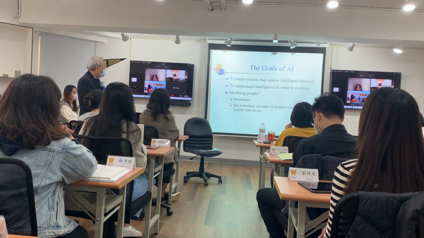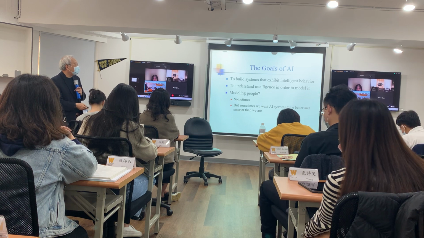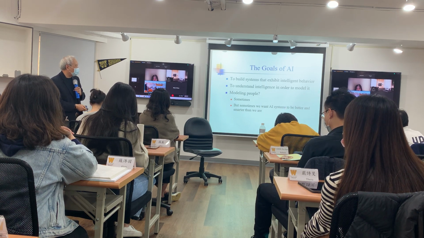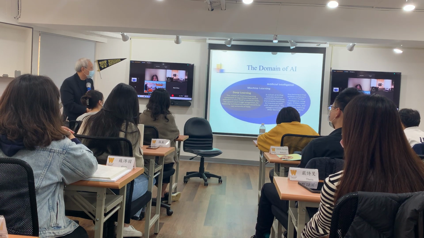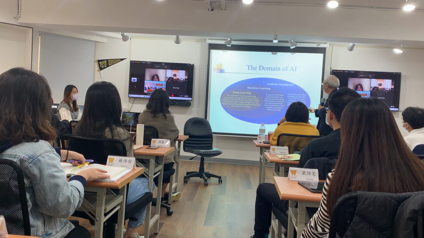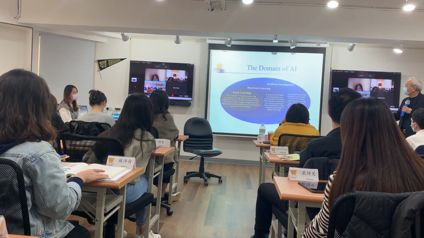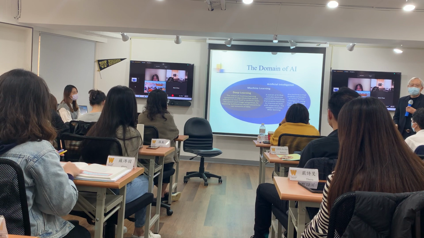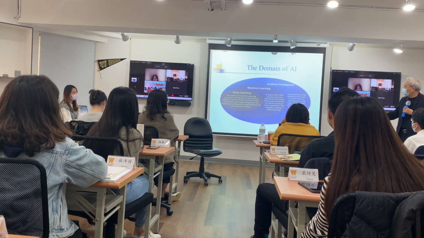But right now, we say, to build a system that builds intelligent behavior, we need to understand intelligence in order to model it. So we try to model people. When we talk about AI, this is the fifth domain, AI. But today, when we talk about AI, probably we don't talk about the fifth domain. What we all talk about is called machine learning.